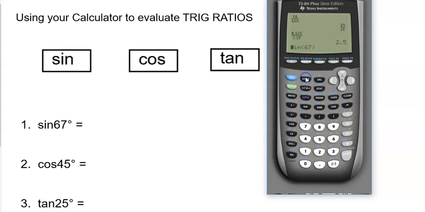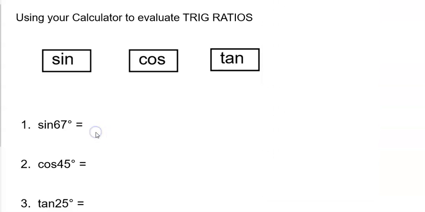If we did radians, we get different answers. Then we just hit enter. And there is our answer. And we're just going to round to 3 spots. So 0.9205 becomes 0.921.